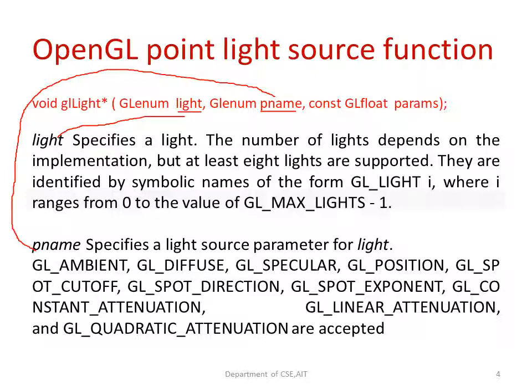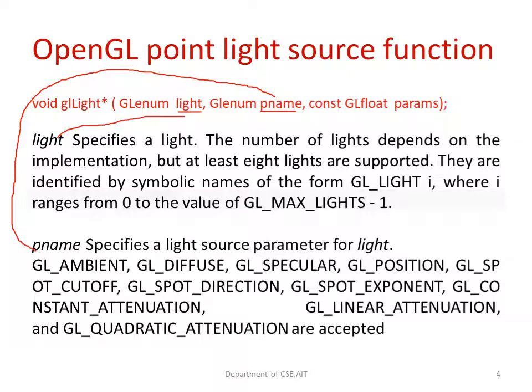This API has three parameters. The first one is the light, the second one is the property name, the parameter we are going to use, and the last one is the parameters. When I am using this glLight, the star is where we can go for different data types. You can specify these values by using a floating value or an integer value. That means you can write it as glLighti or glLightf.